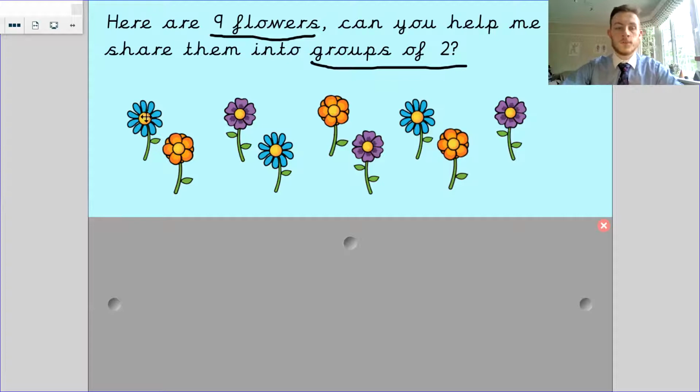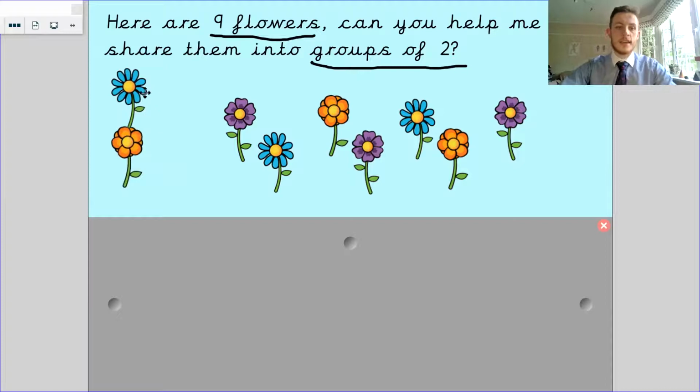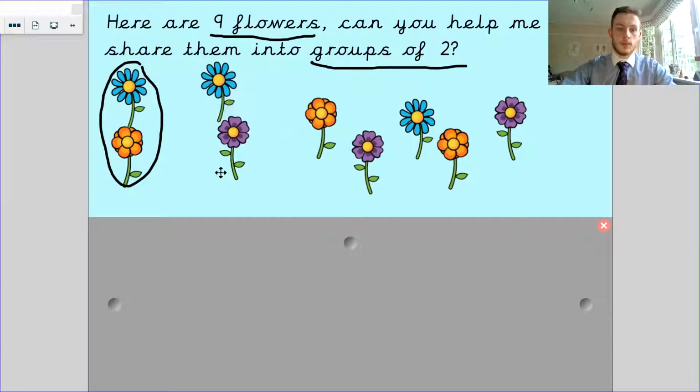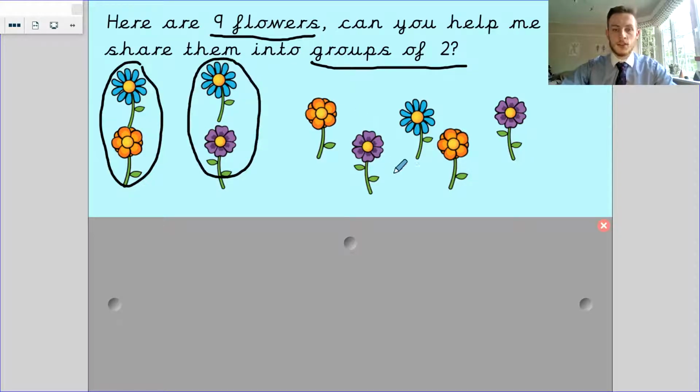So let's have a look. Help me do that. So 1 flower and another flower. There is a group of 2. Let's do another one. So 1 flower. Oh, change. There we go. 1 flower and another flower. Oh, this one. Here we go. That is a group of 2. Then I can see another group of 2 there. And I can see another group of 2 there.